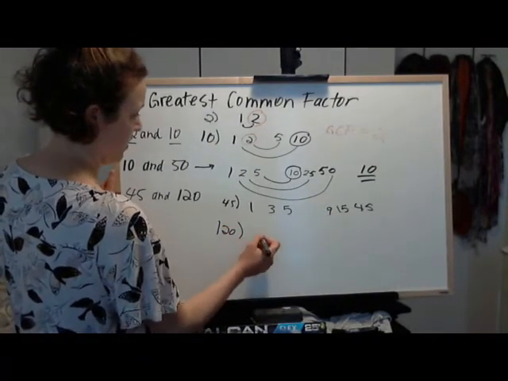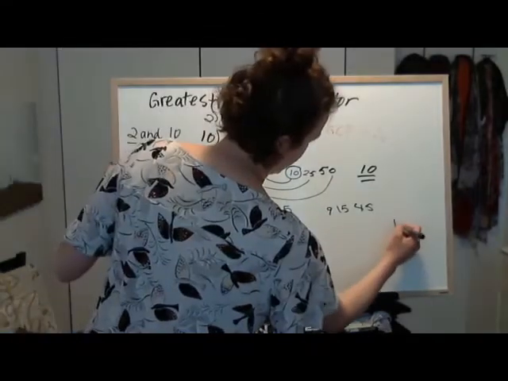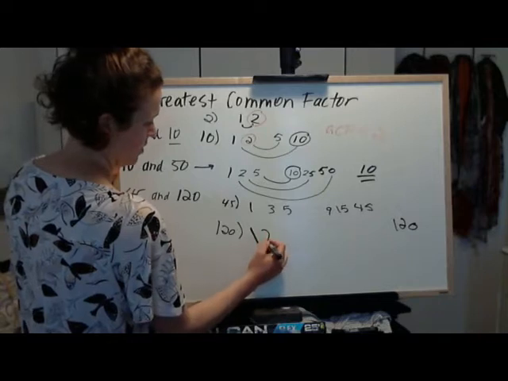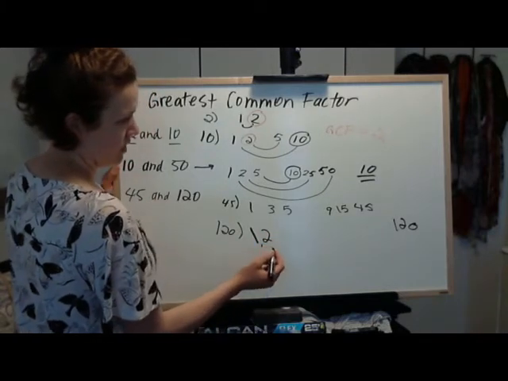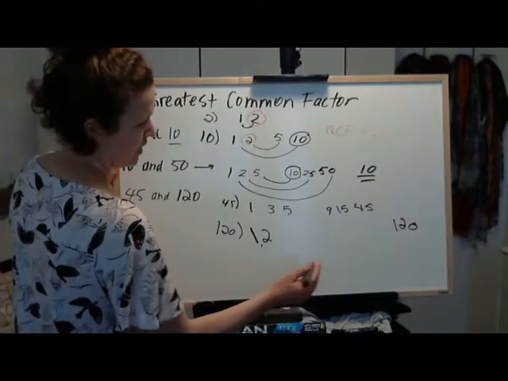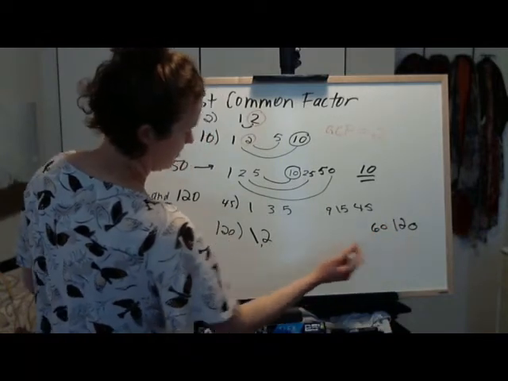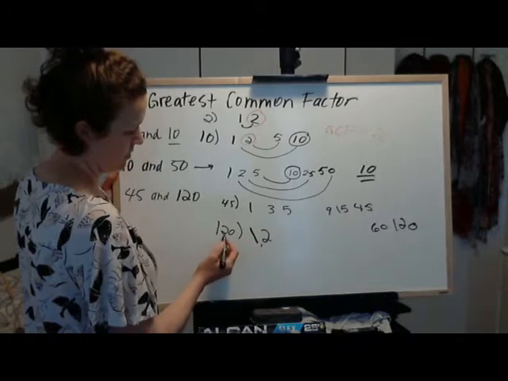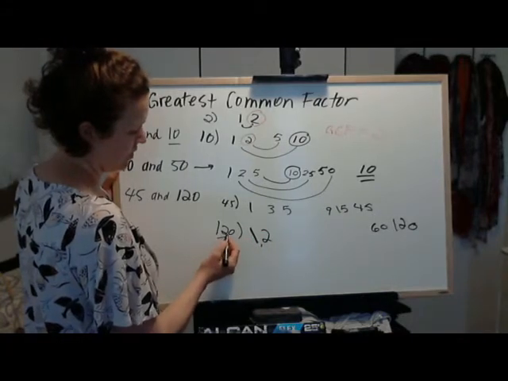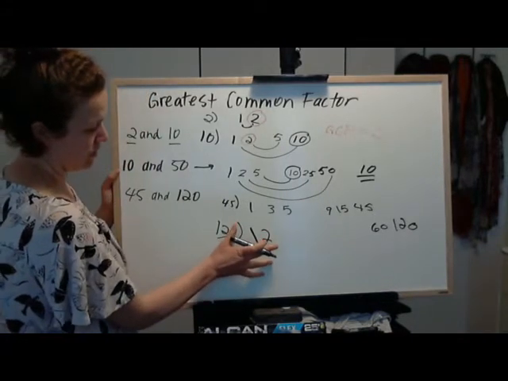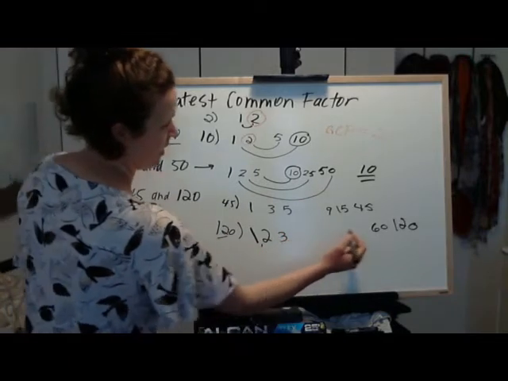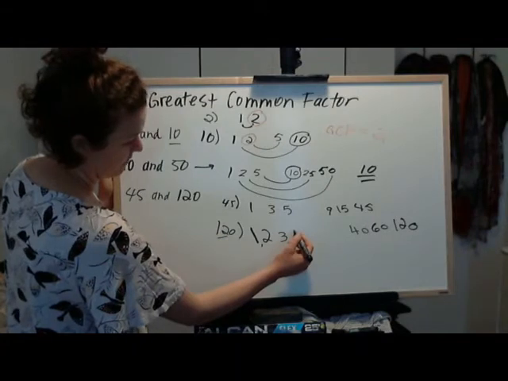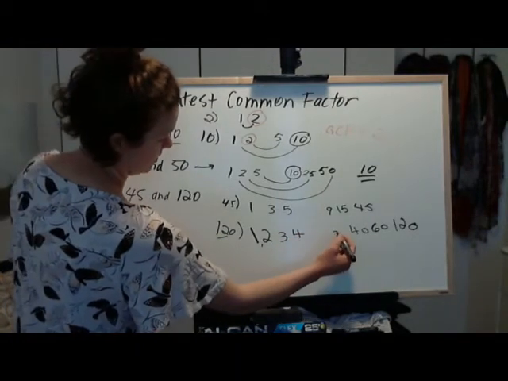Factors of 120. 1 and 120. This is even, so I know I can use 2. 2 times 60 is 120. 3. I know 3 goes into 12 if I ignore that 0. So 3 and 40. We kind of flip that around, so 12 divided by 4 gives you 30.